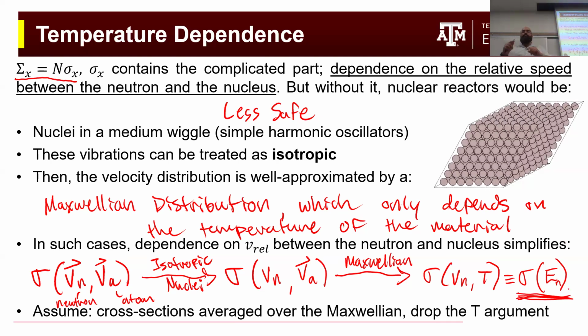And it's common to just drop the temperature argument from that expression because when you get a cross section in this class, we're going to assume that that cross section has already been properly averaged over the range of nucleus vibrations. So usually we'll just drop the temperature argument, and that's the assumption that we're going to have baked into cross sections that we see in this class.